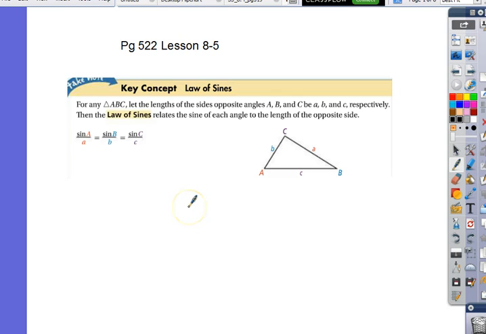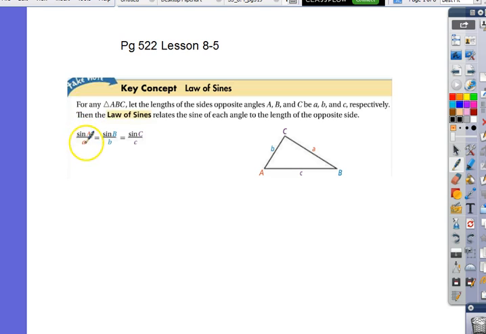So the first thing I do when I'm thinking about the law of sines is I make sure I know where everything sets up. If I have an angle A in my triangle, then I label the side opposite it with a lowercase a. If I have a B, the opposite side is going to be lowercase b. What do you think the side opposite angle C would be labeled as? Lowercase c.